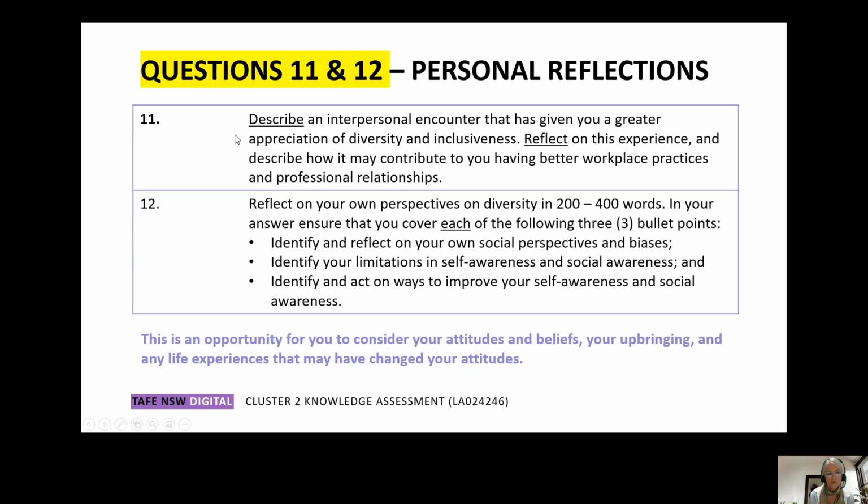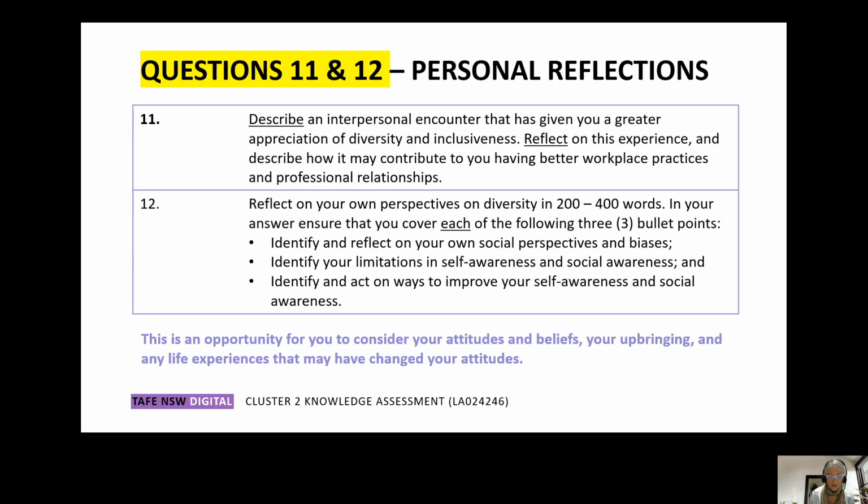Okay. So question 11 says describe an interpersonal encounter. So an encounter that you've had with another person, or maybe a group, that has given you a greater appreciation of diversity and inclusiveness. Reflect on this experience and then describe how it may contribute to you having better workplace practices and professional relationships. Okay, so think about your life. And when have you met someone from a different, diverse group that's made you think differently and made you respond differently?